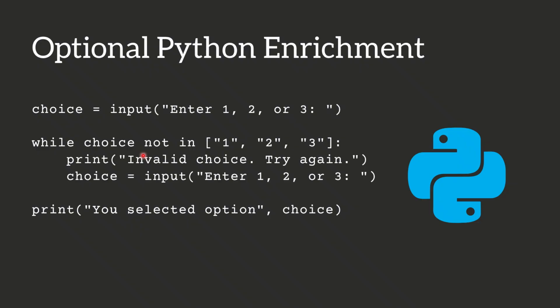So notice the loop keeps asking until the user gives valid input, the same logic that we did with the pseudocode. Once they put the right thing in there, once it no longer meets this criteria, once the choice is no longer not in that list, we'll go ahead and print what they selected. If you look back at the pseudocode I provided for the menu, this is exactly like that, except it's written in Python. So you can use this or something similar if you choose to do the optional Python enrichment for extra credit.